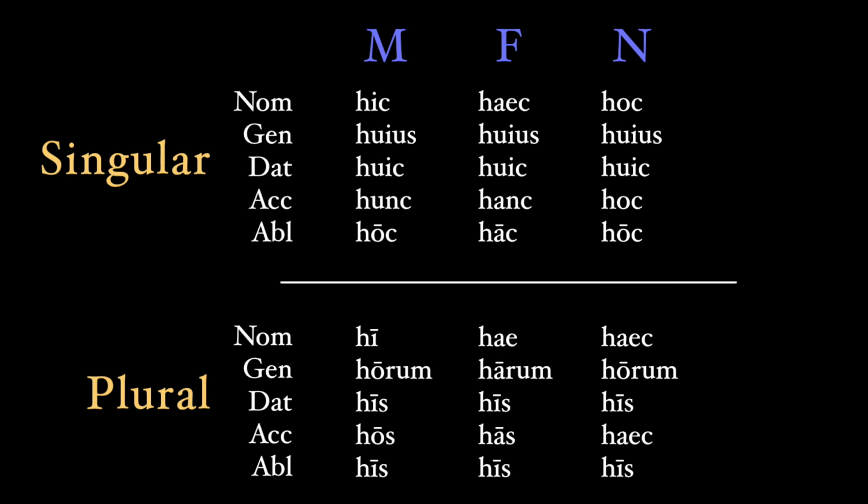So as with any word with 30 different forms, it can be pretty daunting to look at and even to try to remember it all. I think Latin students everywhere have memorized this through rote repetition, and that's not that bad. Hic, haec, hoc, huius, huius, huius, huic, huic, huic, hunc, hanc, hoc, hoc, hac, hoc. Hi, hae, haec, horum, harum, horum, his, his, hos, has, haec, his, his.